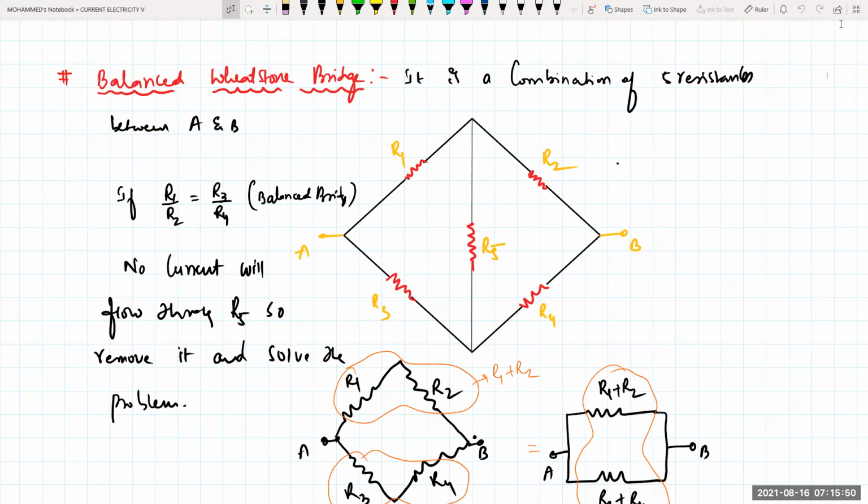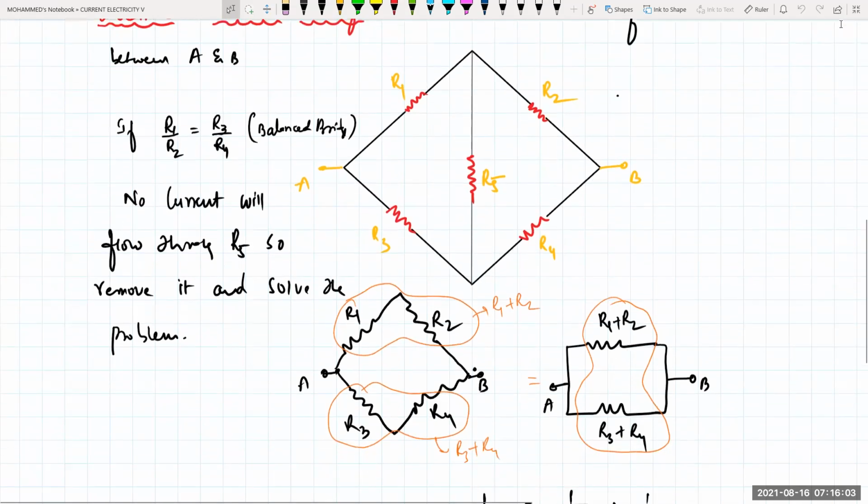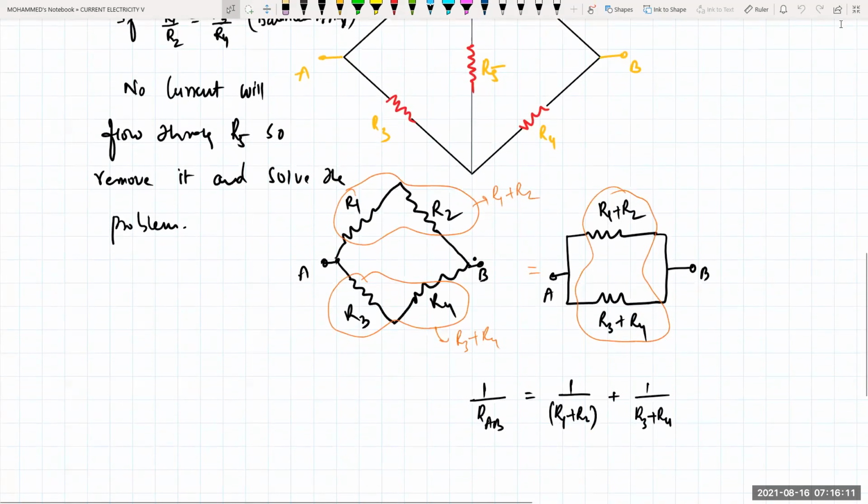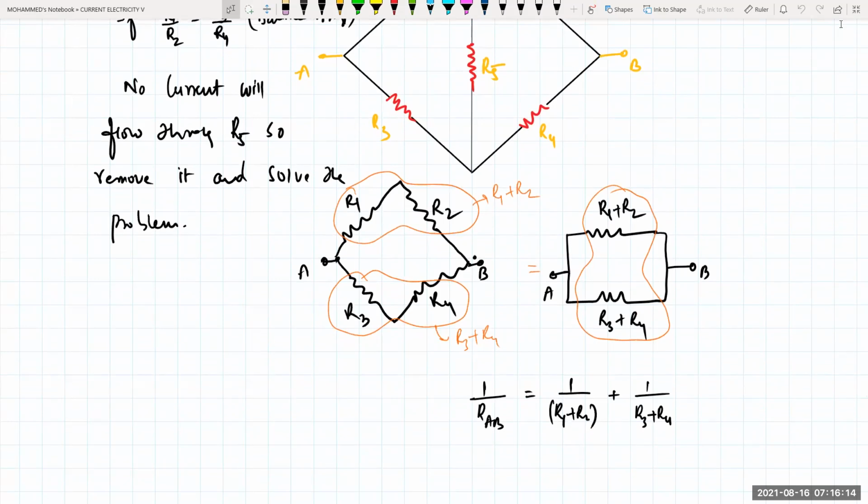So what is the condition for a balanced Wheatstone bridge, beta? If R1 by R2 is equal to R3 by R4, it is known as your balanced bridge. That means there is no current flowing through R5, so we can remove it and solve the problems. The moment I remove the middle resistor, R1 and R2 will become series, R3 and R4 will become series, and those two will be in parallel. So R effective across A and B will be equal to 1 by 1 by (R1 plus R2) plus 1 by (R3 plus R4).